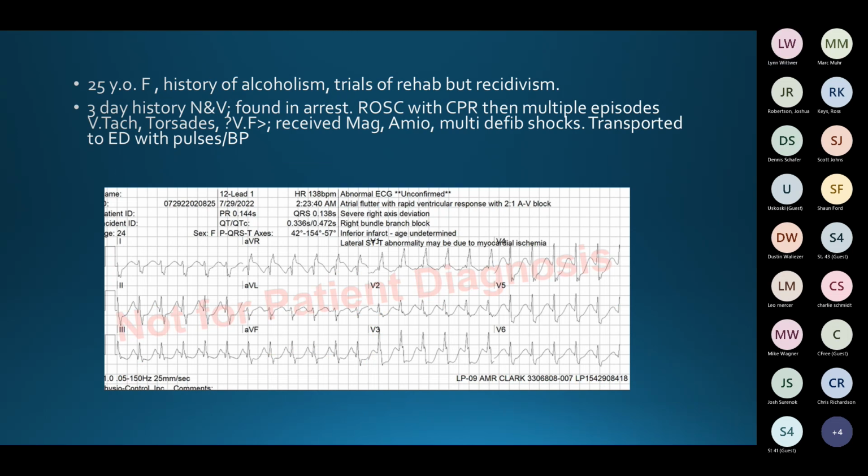So how can we put this together to help us? This is a case that we had recently. It's a 25-year-old female, who they found in cardiac arrest. That in and of itself is somewhat unusual. It's a history of alcoholism. She'd had trials of rehabilitation, but had always rebounded.